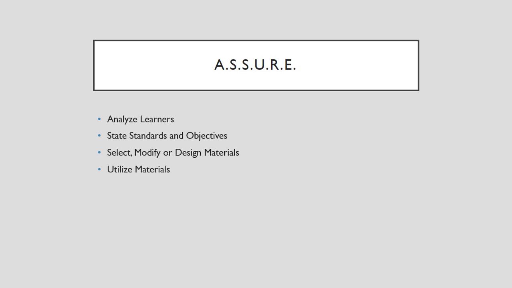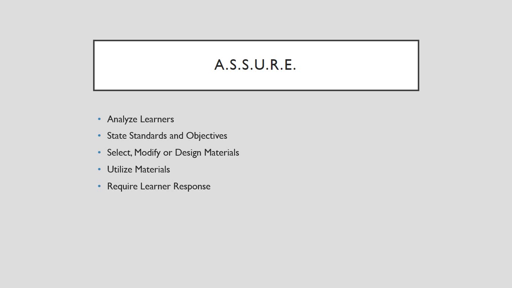The first step is for the instructional designer to analyze the learners and make sure the needs are known. The next step is to identify state standards and objectives that are necessary for the students to learn through the module. The third step is to select, modify, or design materials that will help to meet the objectives. The fourth step is actually utilizing the materials and putting them in place.